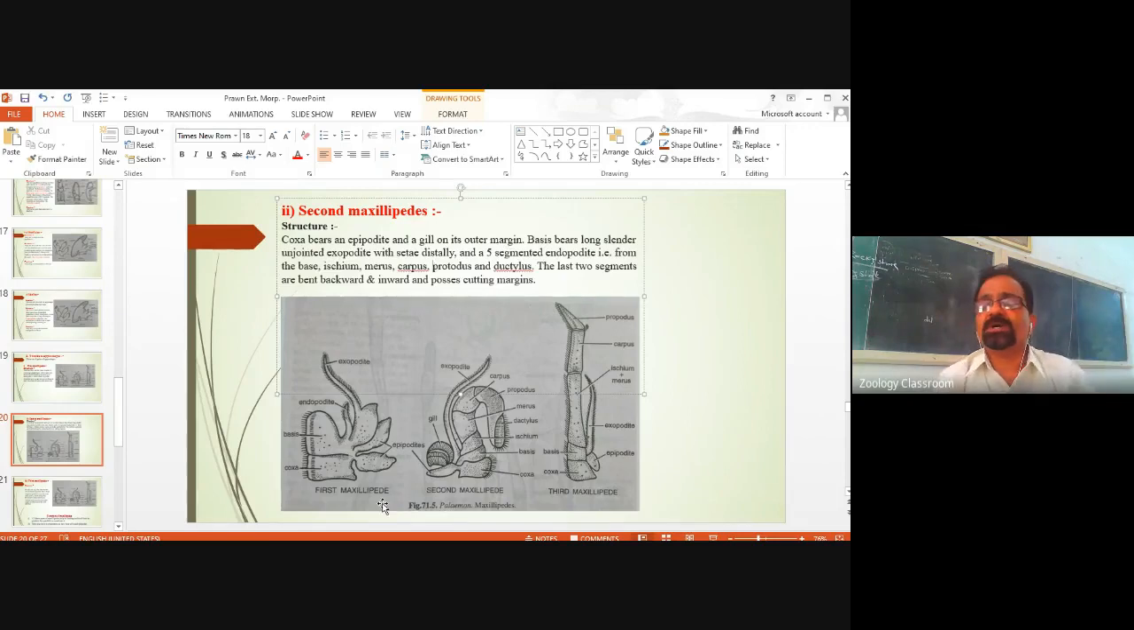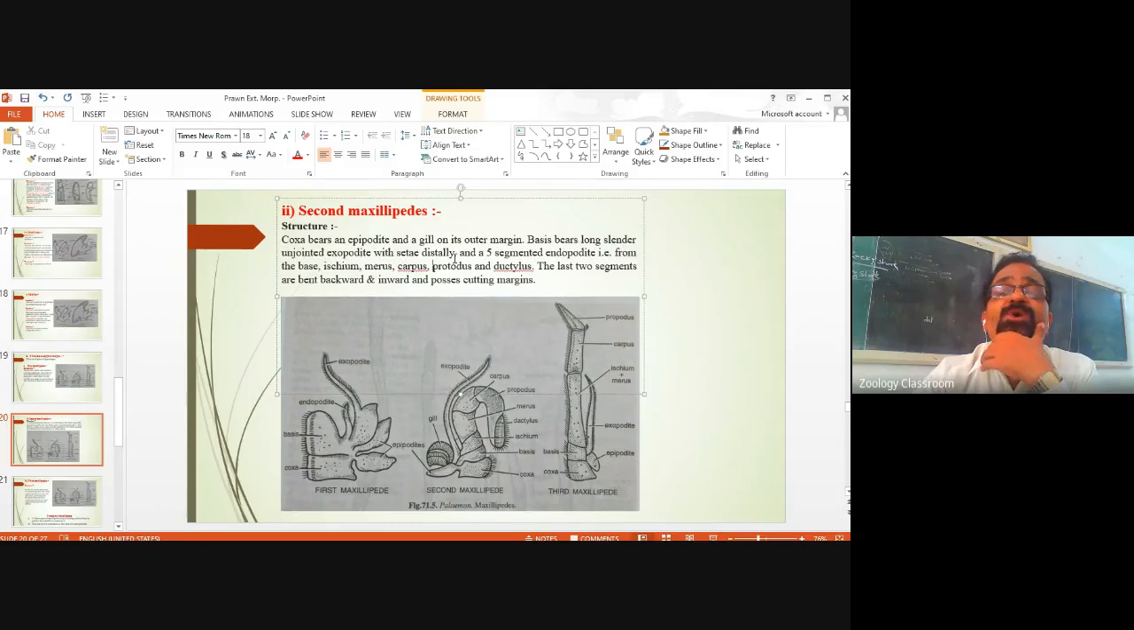Now we have to keep in mind these two structures, that is epipodite is also present in case of first maxilliped, it is also present in case of second maxilliped, and we will refer to this during the course of our lectures which are concerned with the respiratory system. So just one thing that you have to remember now is that these primitive types of gills are also present here in the thoracic appendages.